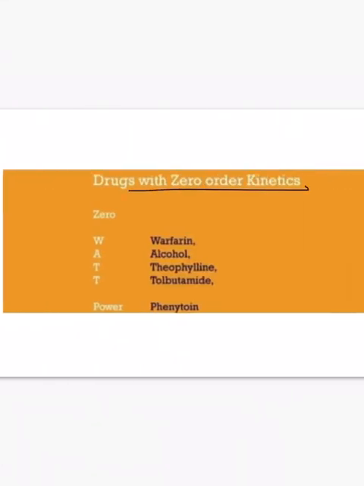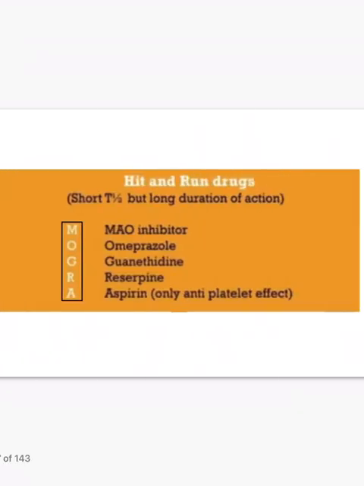Now what are the drugs which show zero order kinetics? Remember the mnemonic 0 WETTP, to help you remember: 0. W for warfarin, E for alcohol, T for theophylline, T for tolbutamide, and P for phenytoin.